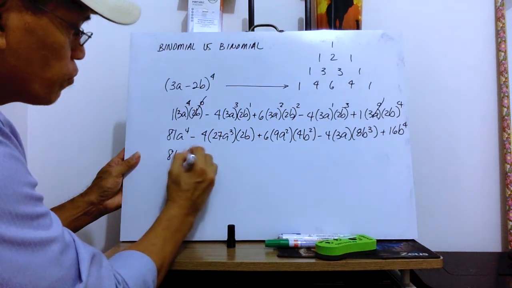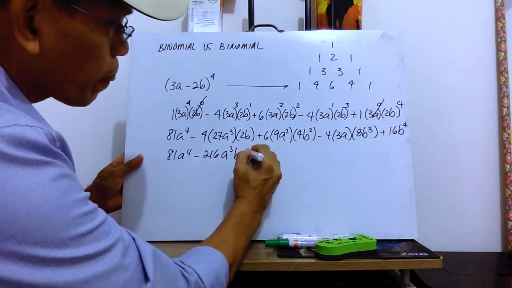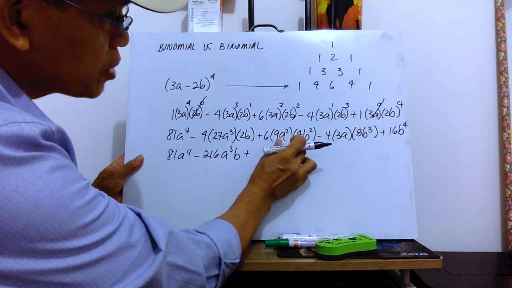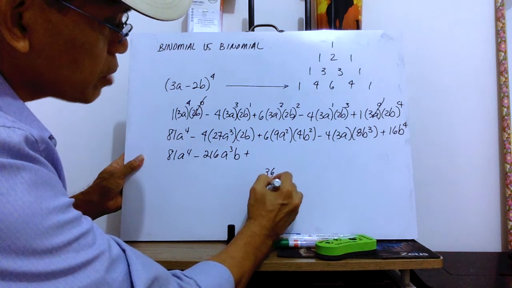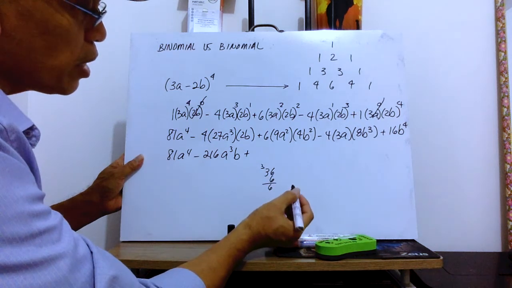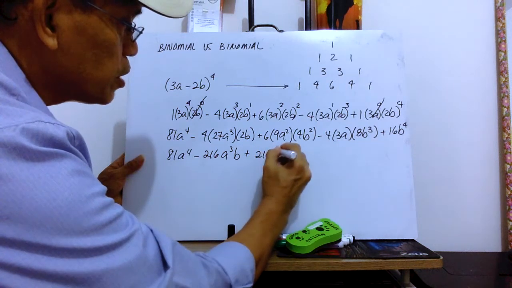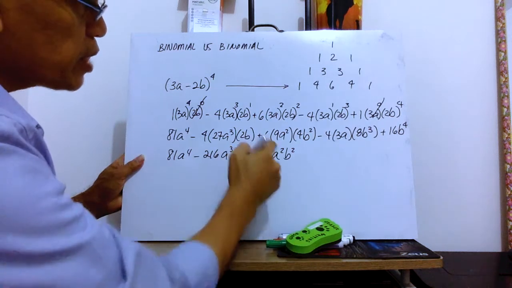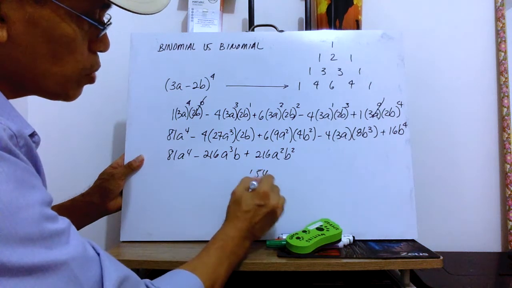So 81 a to the fourth minus 216 a cubed b plus, it's 36 here times 6. So 36 times 6, 6 times 6, 36. 6 times 3 is 18. Wait, it's 216 also. 216 a squared b squared. Okay, let's check again. 6 times 10 is 54. 54 times 4, 16, 20, 21. Correct.